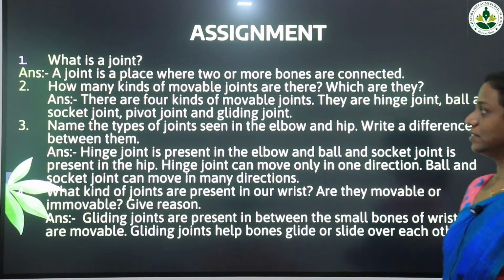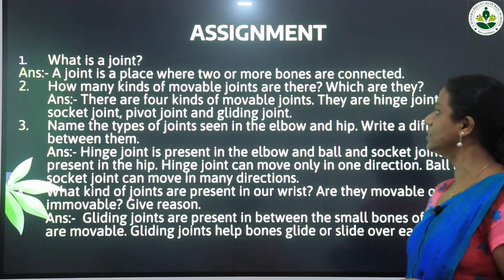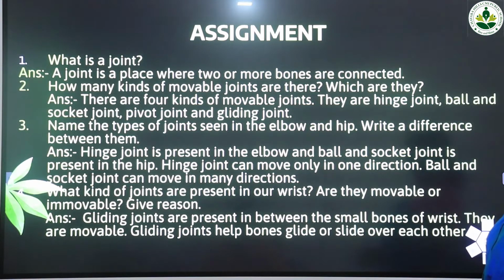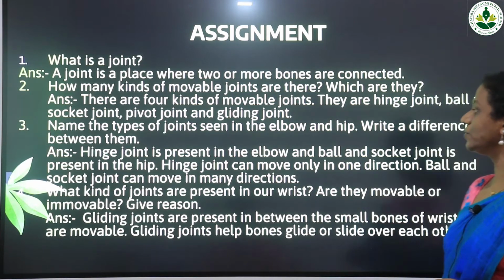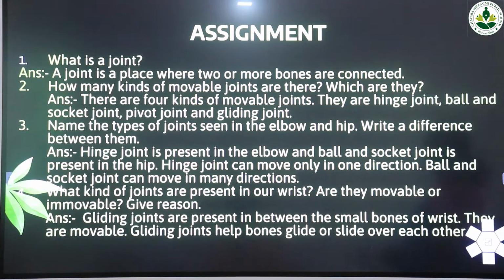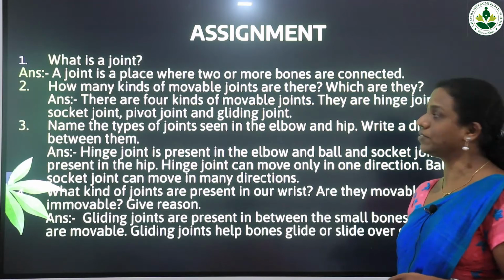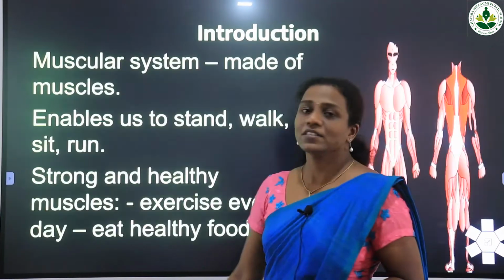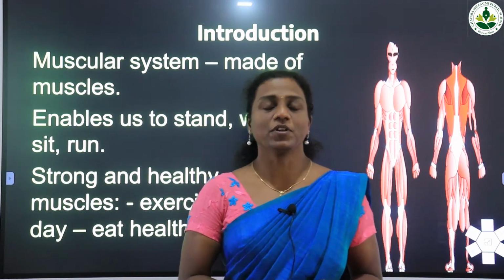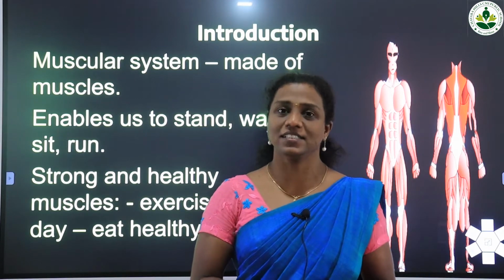Which are they? Then the third question, name the type of joints seen in the elbow and hip. Write a difference between them. Then the last question was, what kind of joints are present in our wrist? Are they movable or immovable? Give reason. I hope you all have done the assignment. Check your answers. So today we are going to study about a new topic, muscular system.